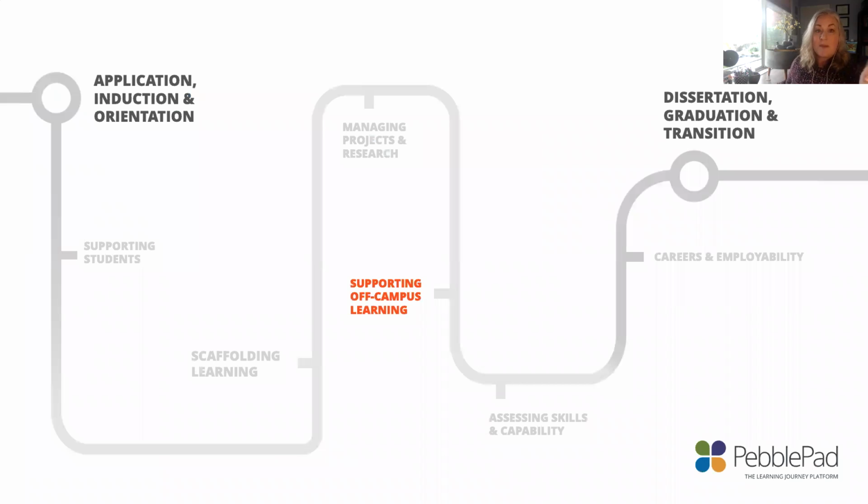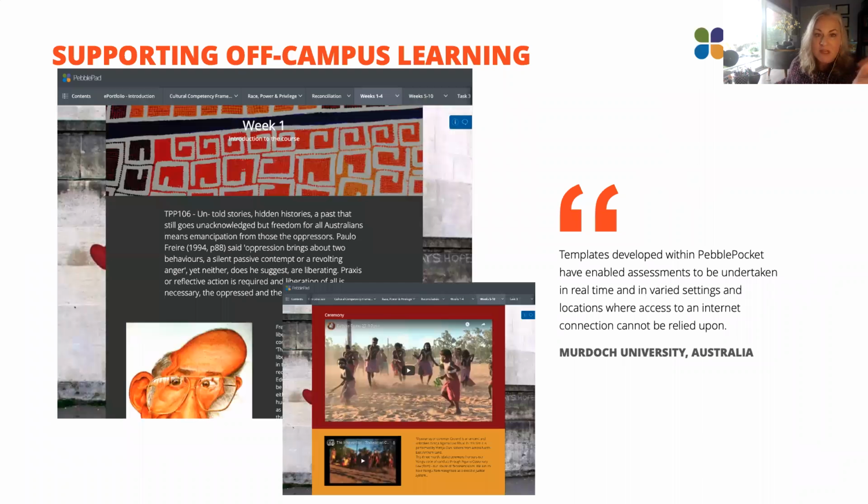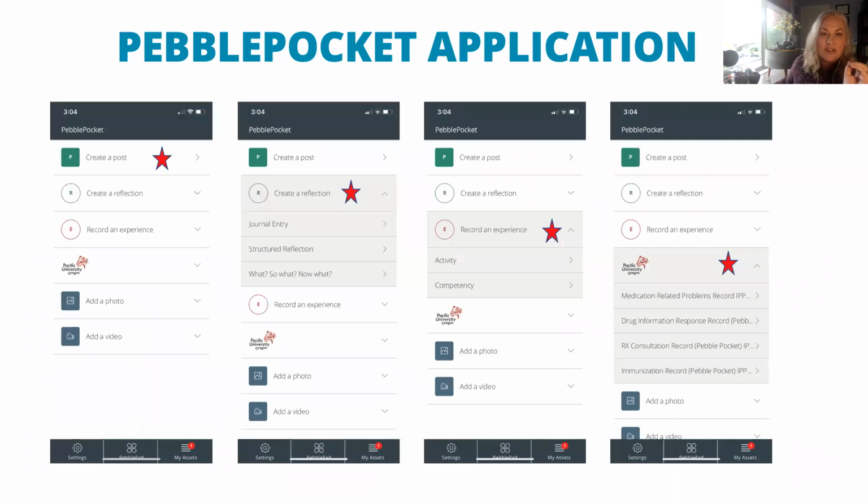So we also want to talk about off-campus learning. As I mentioned earlier, it's happening all the time. So how are we supporting off-campus learning? We want to make sure that we have templates that are available to the student. But what I didn't mention is that if you are having off-campus learning, you have the ability to push custom templates out to the Pebble Pocket application.